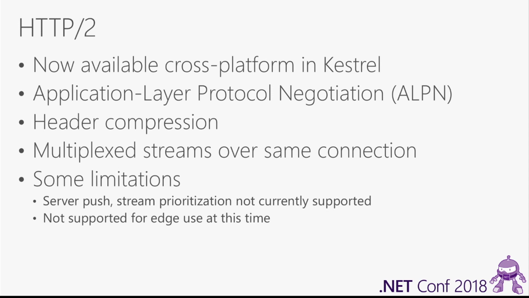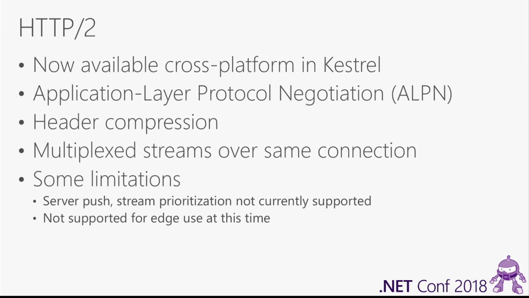So HTTP2, that's also new in 2.2. It's available cross-platform in Kestrel. It supports ALPN, it supports header compression, and also multiplexed streams. Now, this is great because HTTP2 basically means HTTP, but more efficient, like faster, better performance.